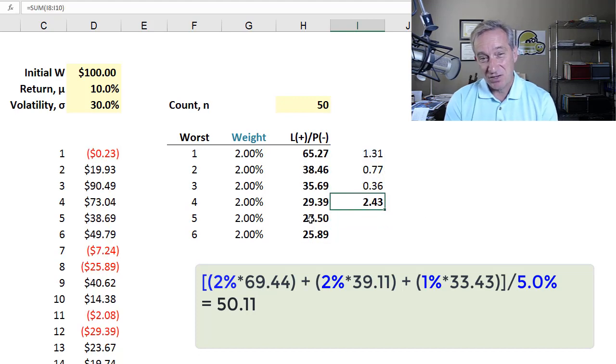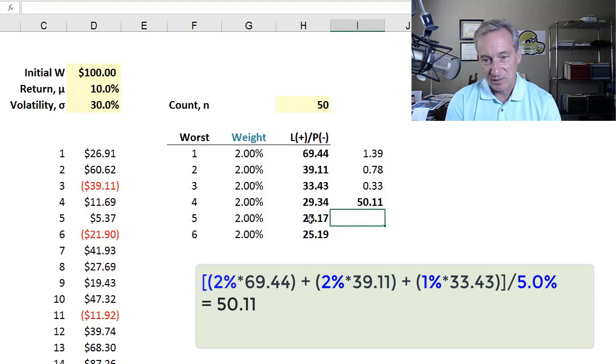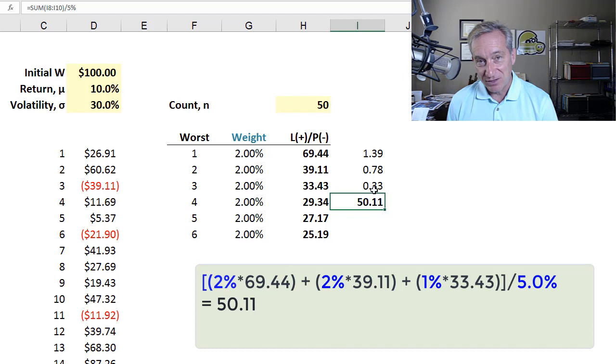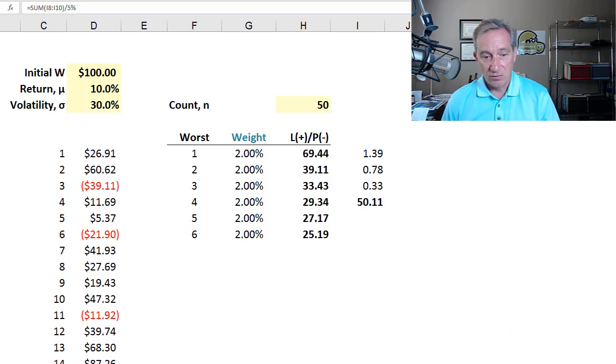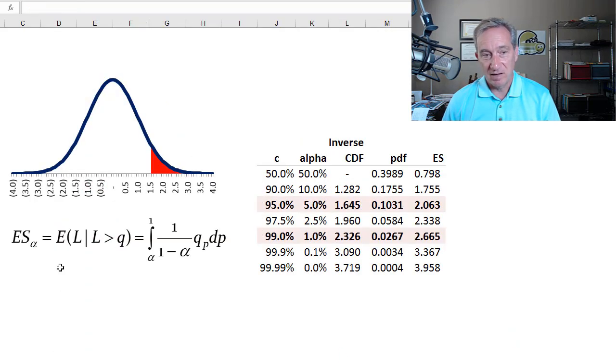If I just stop there, I'm getting an unconditional average. So I have to divide by that 5%. And now here, I have taken a true conditional average of that 5% tail. Happens to be $50.11. So those are discrete cases, but of course we have continuous distributions as well.